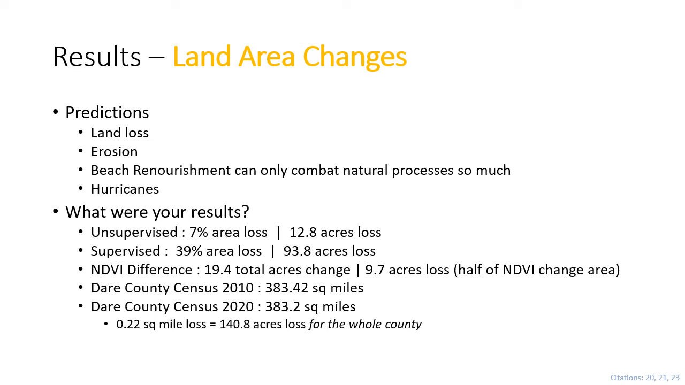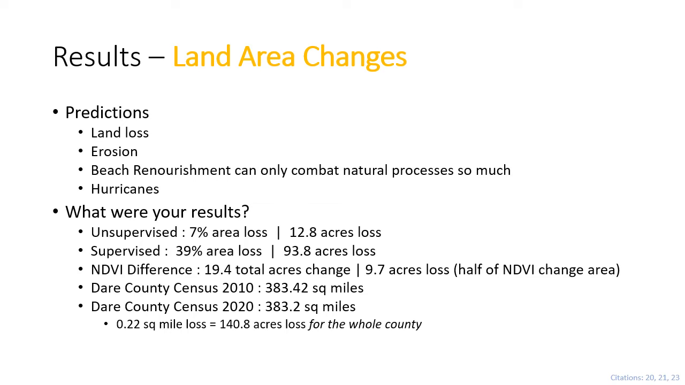As predicted, and as you can see with just a cursory glance at the images, there was definitely a loss in total land area. Within the study area shown on the previous slides, it's safe to say that at least 9.7 acres were lost, and the unsupervised result of 12.8 acres also seems pretty accurate. Like I said, supervised finding was a bit misleading because Pea Island National Wildlife Refuge has so much standing water on it. I did also find that the census data for 2010 compared to 2020 showed a decrease in area of about 0.2 square miles for the entire county.